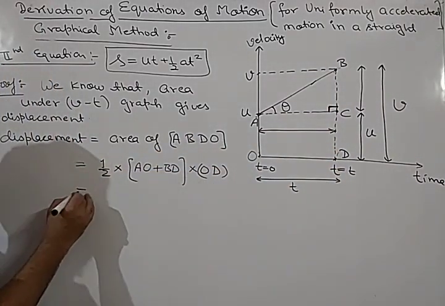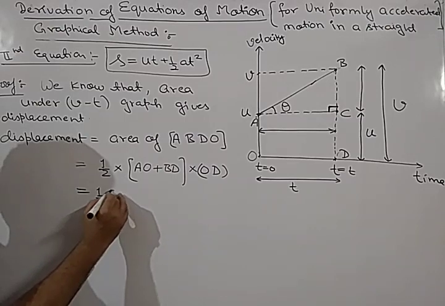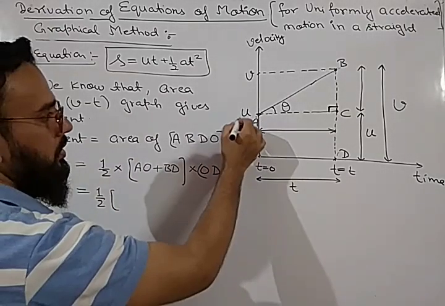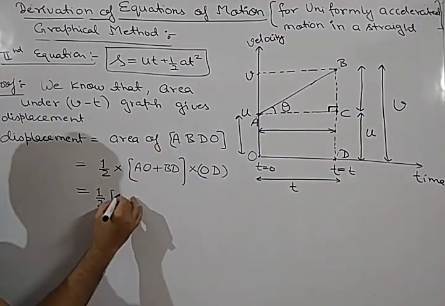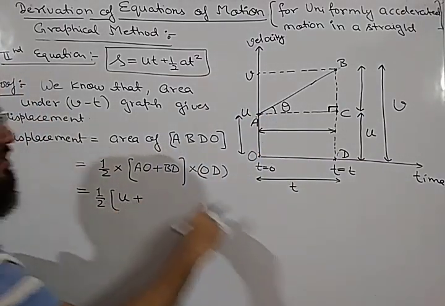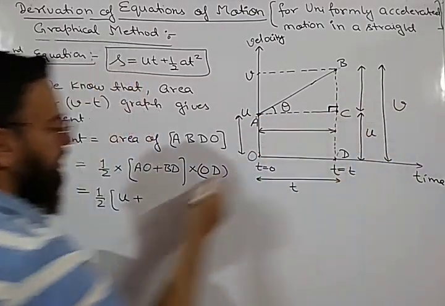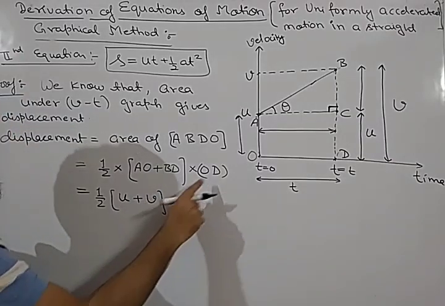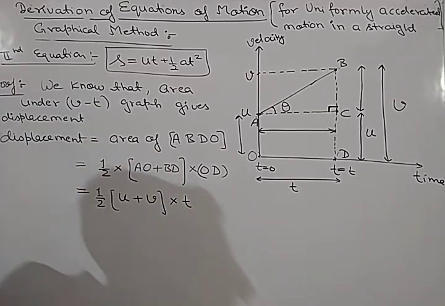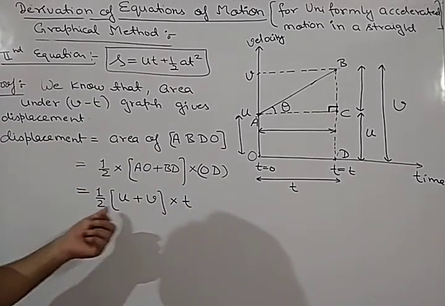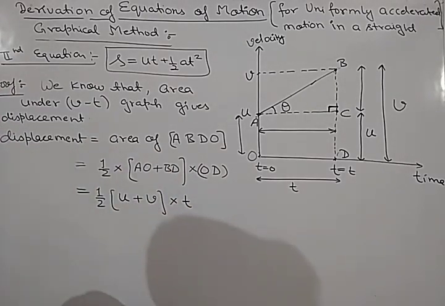Now let us find. So it will be half. What is AO? The value of this AO is U. This length is U. So we will write here U plus, what is BD? BD is total V, into what is OD? OD is T. Okay, so we have written the value half U plus V into T.